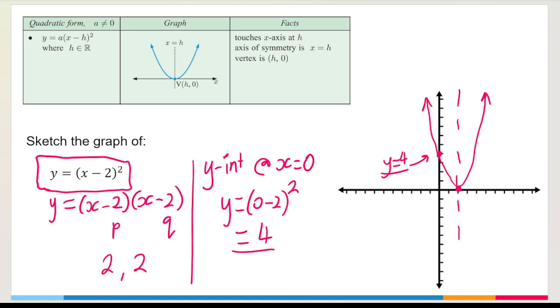So slightly different. The other thing I forgot to mention was that we have a positive a. So a is equal to 1, therefore that's positive. Therefore we've got our smiley face.